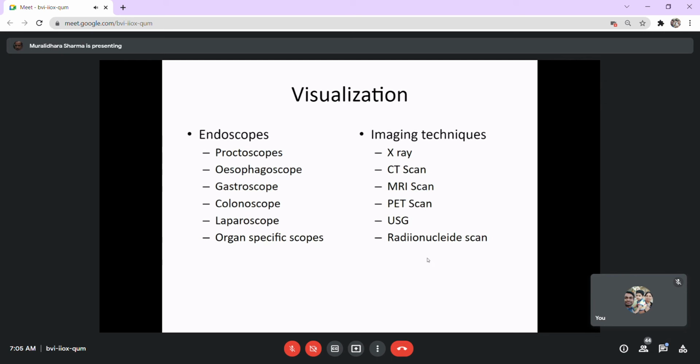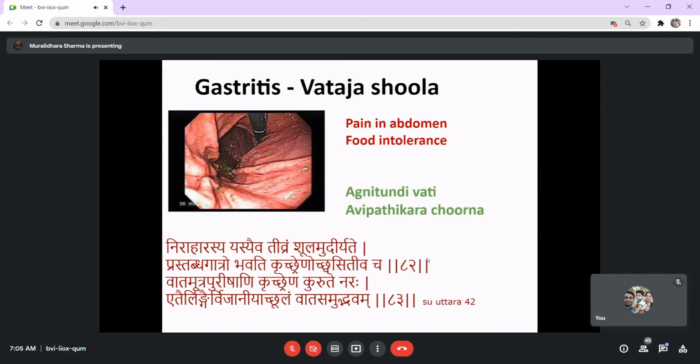Whereas the other way of visualizing would be by imaging techniques. Different sorts of imaging techniques are used: plain X-ray, CT, MRI, PET scan, USG, radionuclide, and so on. We will have some examples of these in the coming discussion. Now, the commonest one which we use regularly is the gastroscope. In our hospital, you might have seen that. With gastroscopy, you can see the interior and identify certain varieties of lesions.